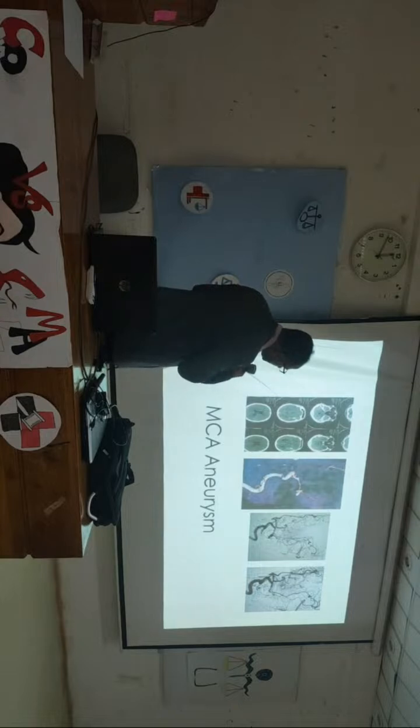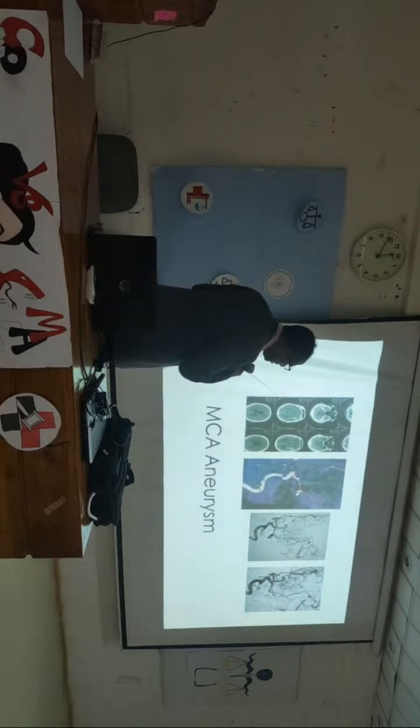And this is a CTA of this same patient. We find here an outpouching lesion from the artery. This is the internal carotid artery divided into the middle cerebral artery and the anterior cerebral artery. This is A1 and the vertical is A2, and this is the middle cerebral artery. We see here a lesion coming out from the middle cerebral artery, and so this is an aneurysm.